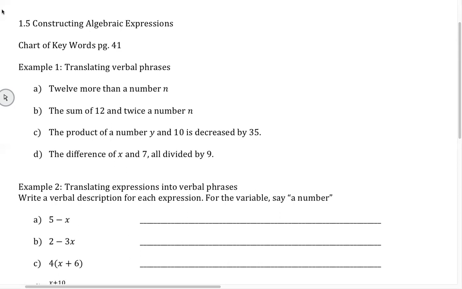So 12 more than a number. What we're being asked to do is take this verbal phrase and make it an algebraic expression. So 12 more than, well, more than here is going to be talking about addition. So I'm going to add my two things. 12 more than a number n, so we have 12 plus n. You could write it as n plus 12, right? Doesn't really matter in this problem.